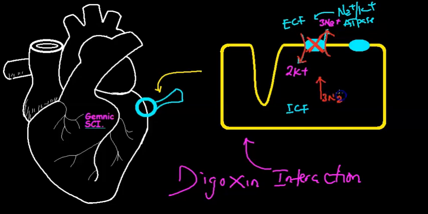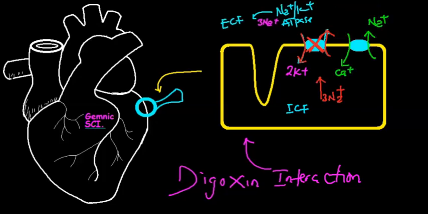Normally, when sodium leaves the cell, calcium is pumped out through a different channel, which we call the sodium-calcium exchanger. This channel is different. Remember, this is the sodium-potassium ATPase pump, and this is the sodium-calcium exchanger. The disruption of this exchanger makes the exchanger stop working well.